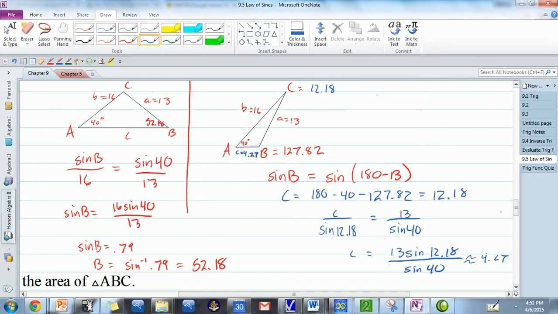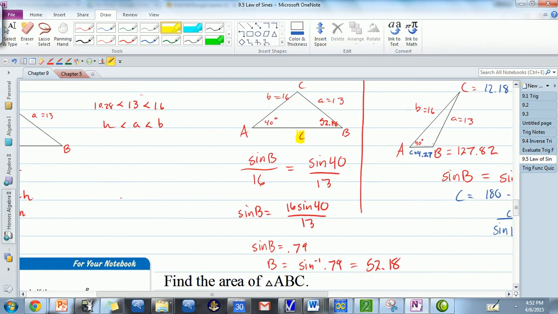And as you can see, to find the angle C, all I had to do was just subtract. And then from there, just law of sines again. I got C equals 4.27 in this case. Here, it's not on here. It's going to obviously be different because the angle C is going to be different. So understand that you're solving both of those separately. And you're going to get two different answers for two different triangles. All right.